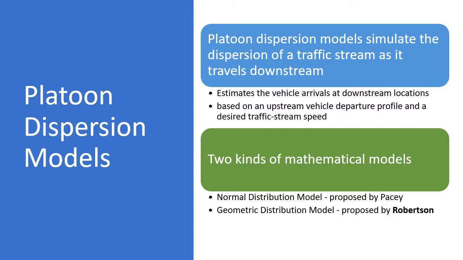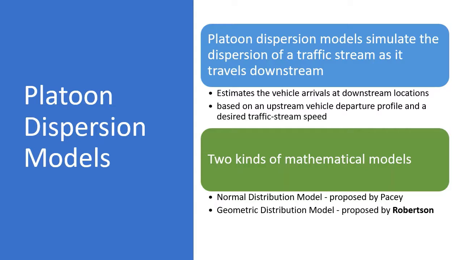Two kinds of mathematical models have been used to describe this dispersion of Platoon. One is based on the normal distribution assumption, which is the normal distribution model proposed by Pacey, and the other is the geometric distribution model, which is proposed by Robertson.